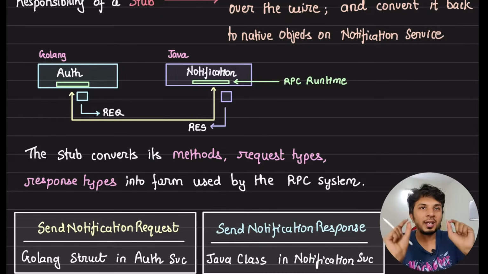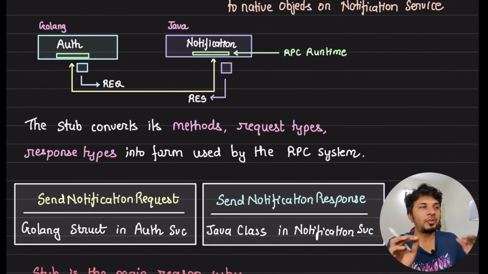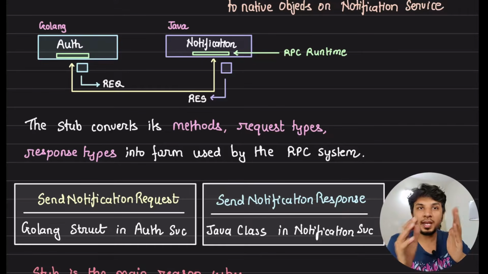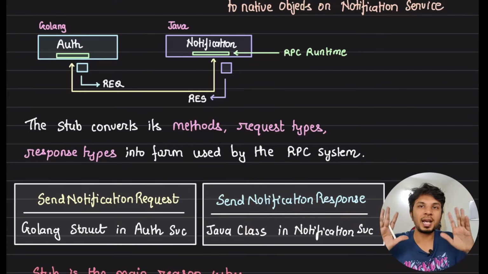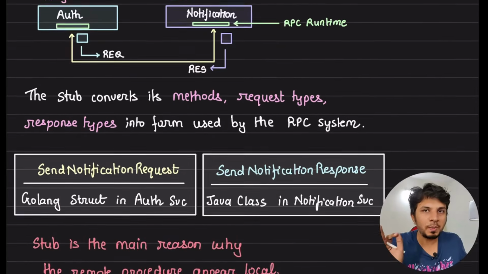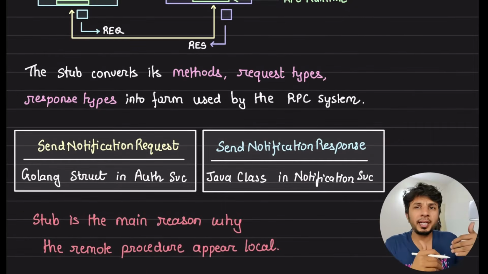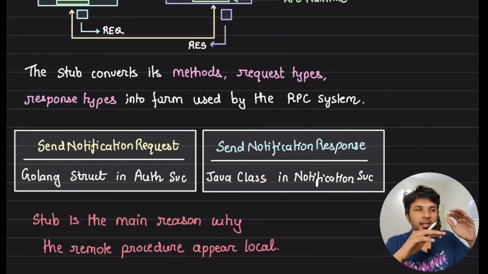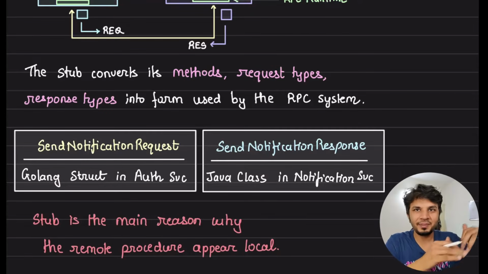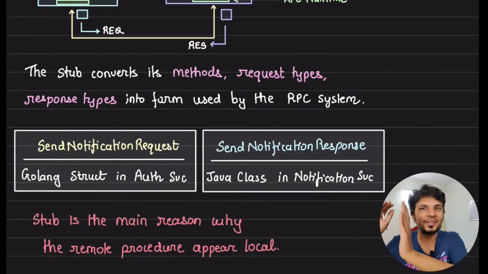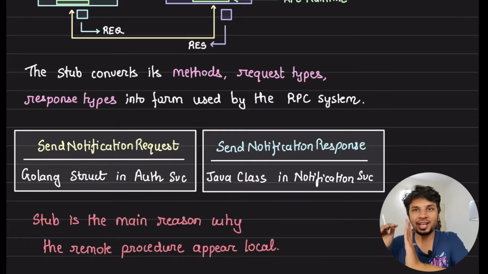Right? So the stub is the one that takes care of converting the method, the request type, and the response type into the form that is used by the RPC system. The best part here is that you may create a struct in Golang for send notification request, and define a response format, send notification response, as a struct in Golang. You would define send notification request as a class in Java, and send notification response as a class in Java.